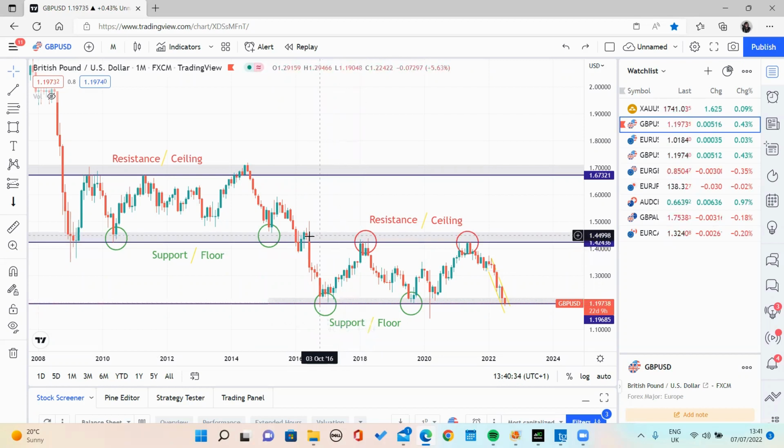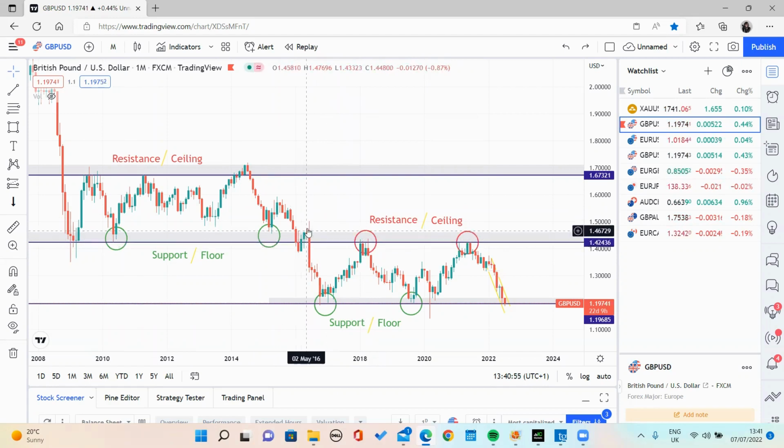So I'm going to show you that right here. You have the support level here, where price broke, and then the buyers came back in, pushing price up, creating this resistance level, which was once the support level. So this support has now become resistance. And that's what traders look for as well.